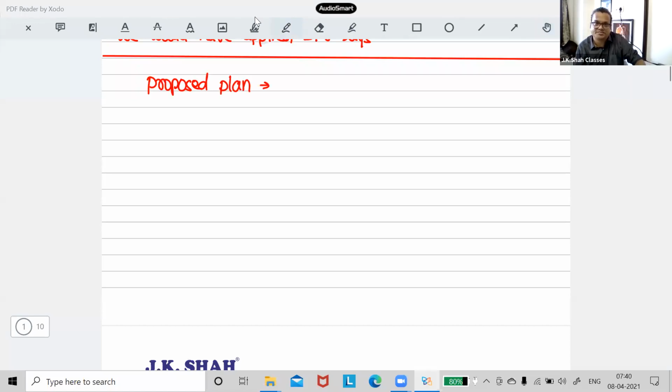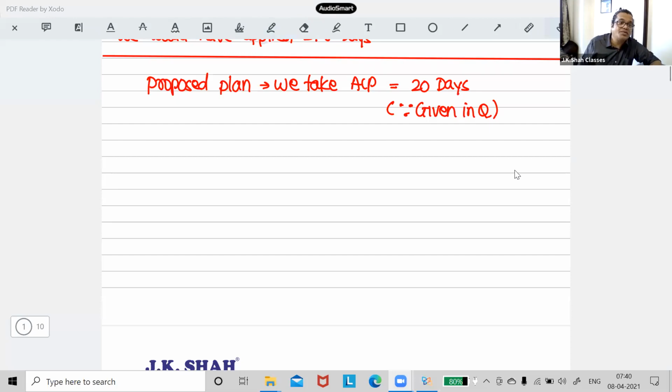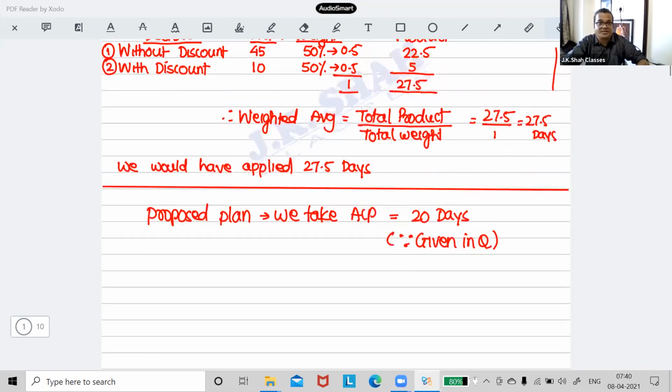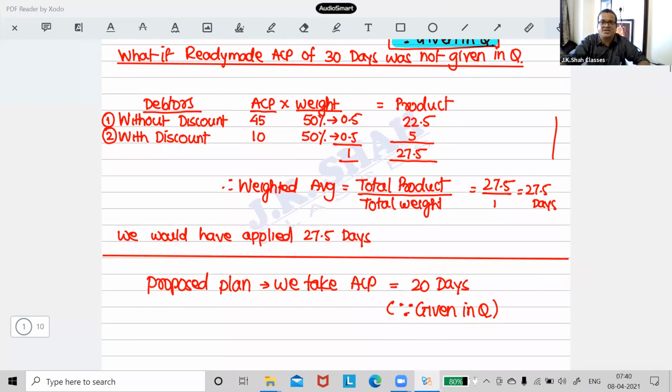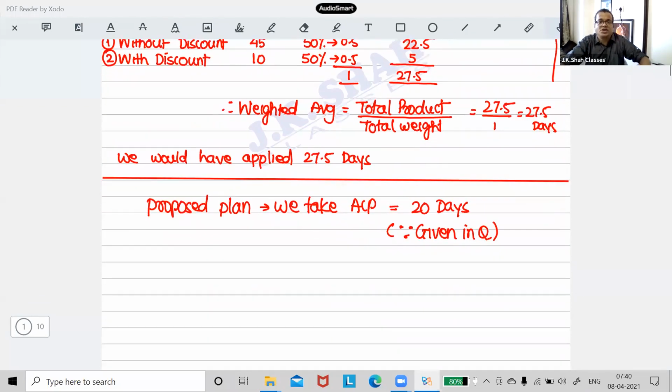Proposed plan. We take ACP equal to how much? 20 days. Why? Since it is given in the question. Correct. Wow, wonderful. What variety of answers I am getting here. Super, guys, super. I am proud of you. So let's go on the same. Proposed plan, we take ACP equal to how many days? 20 days.